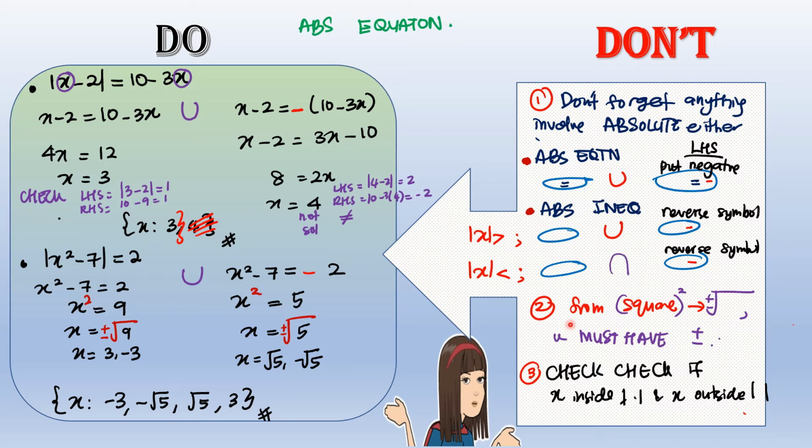So here, next, from a square, you change to root. You have to use plus minus, and check if x is inside and x outside.